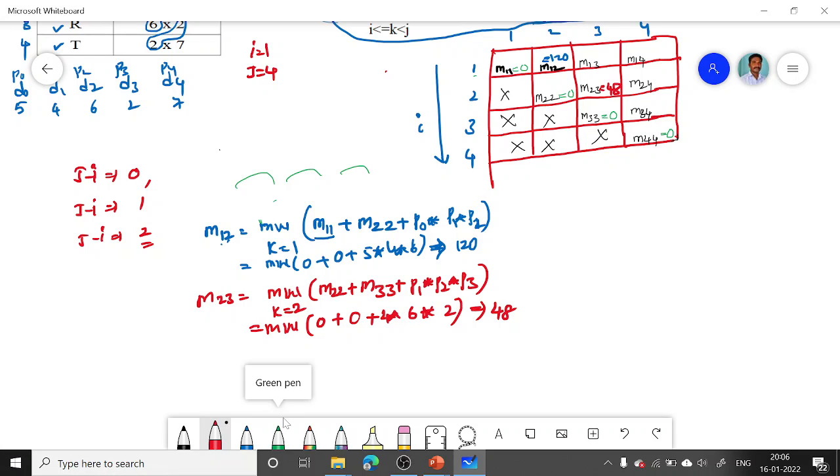Okay, so then go for the next difference value with 1. With 1 we have one more, that is M of 3 4. What is M of 3 4? The same minimum of, K value must be equal to I and must be less than J and also more of I. But here we have only one possibility, K is 3.